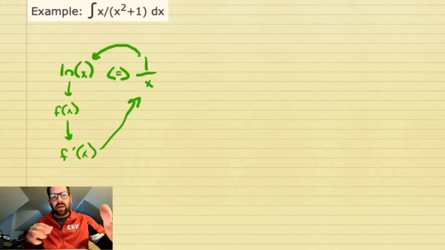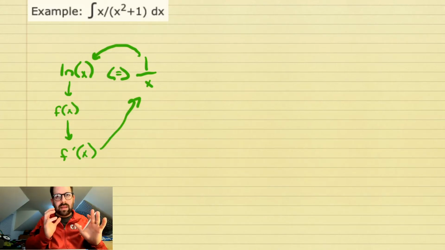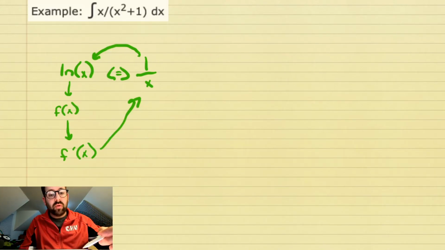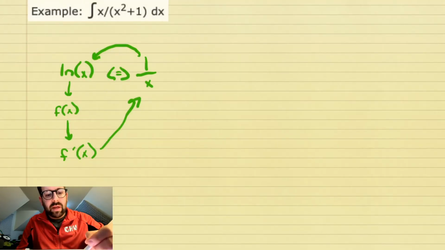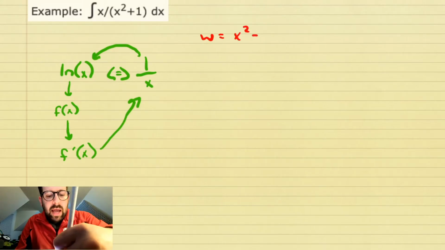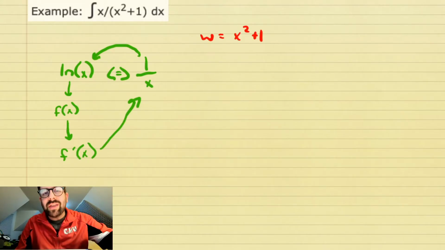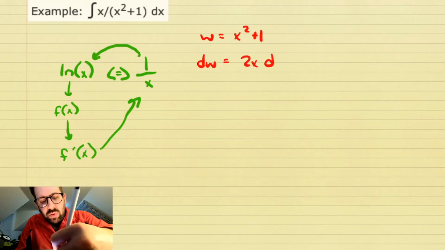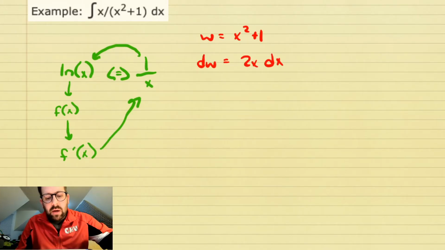Now, I know that seems weird, like, why are you telling me that? It's going to be in this problem. We have to know that. That was one of our derivative rules. I'm going to leave that up there. So the w that I'm going to pick on this problem is x squared plus 1. It's usually always the thing in the parenthesis. Taking the derivative of both sides, that's 2x, and then the dx.